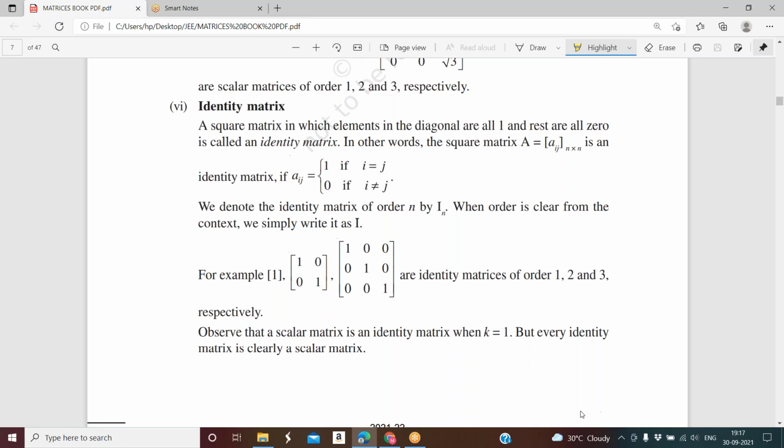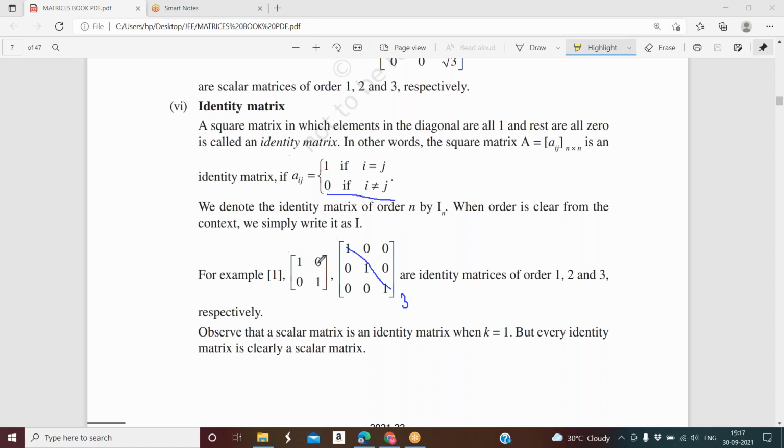This is the definition. Aij equals 1 if i equals j, and 0 if i is not equal to j. See here, the diagonal entries are 1, 1, 1. All the diagonal elements are 1 and the rest of the elements are 0. So it is an identity matrix of order 3. It is a 3 by 3 matrix, so order 3.